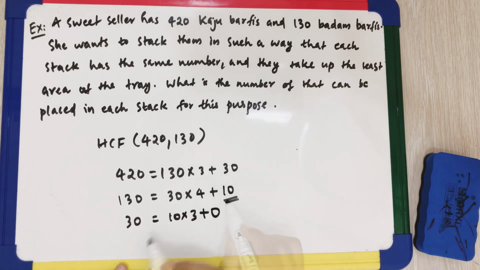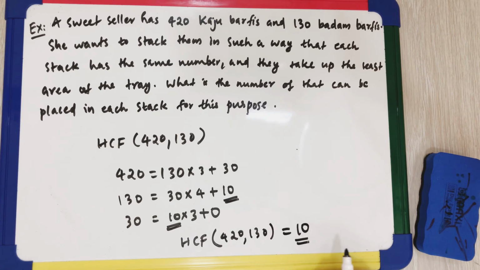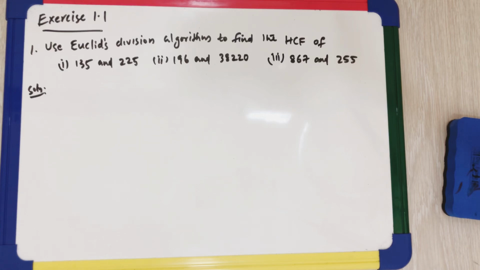Therefore, we get the HCF of 420 and 130 is equal to 10. Hence the answer is 10. Therefore, the sweet seller can make stacks of 10 for both kinds of burfis in each tray. Now we can go to the exercises.